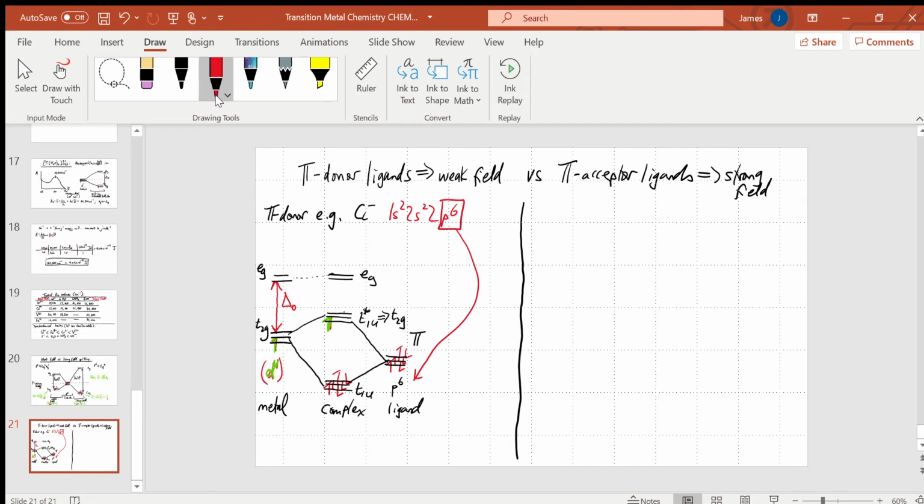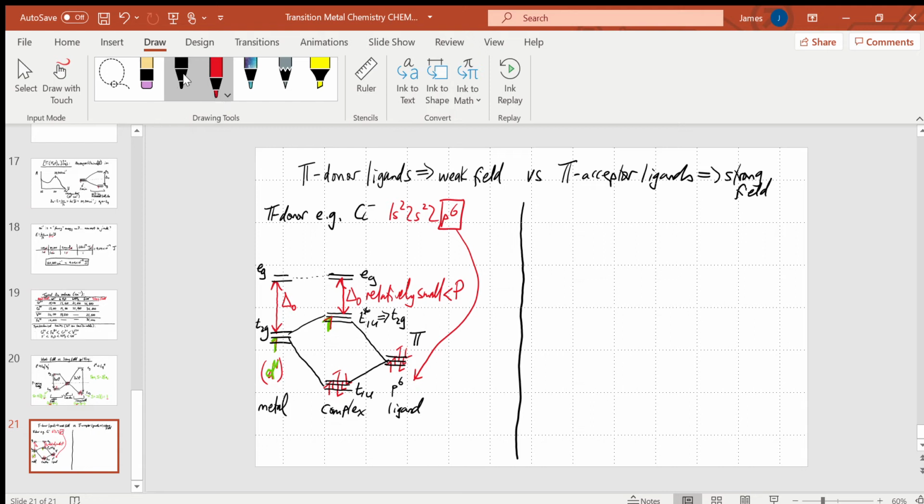we've effectively made delta O small. And we know that that's now going to be less than the pairing energy. Okay, so again, it's the preferential donation of the ligand electrons.